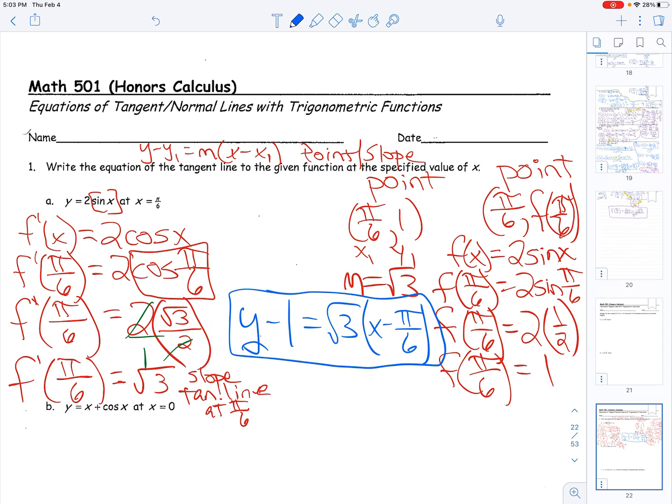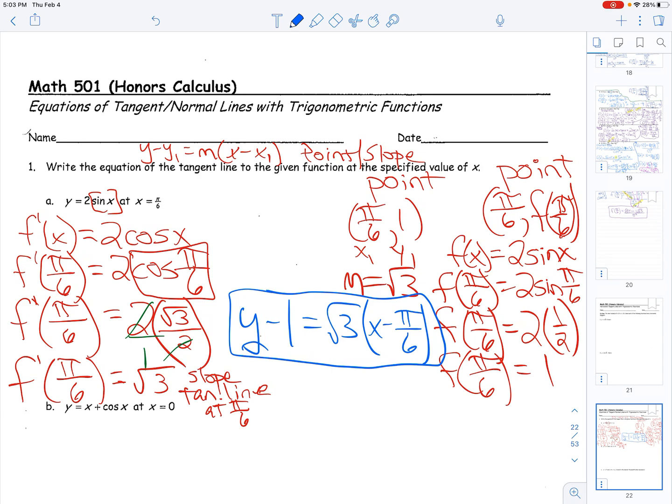Writing the equation of a tangent line, eh? Need a point and a slope. So what are we going to do here?